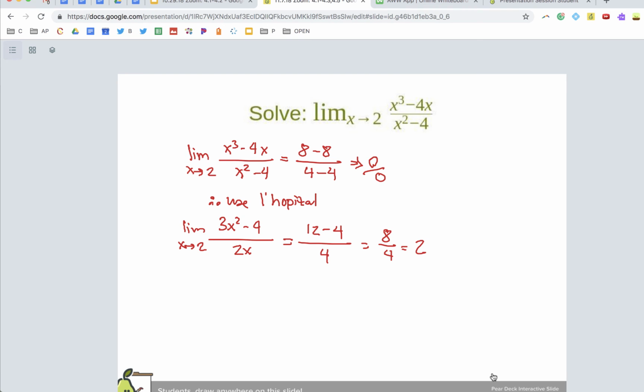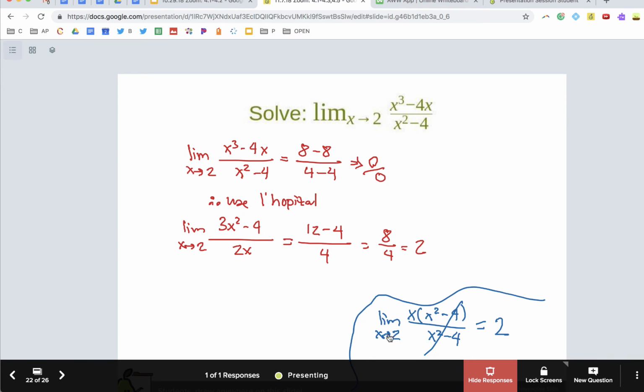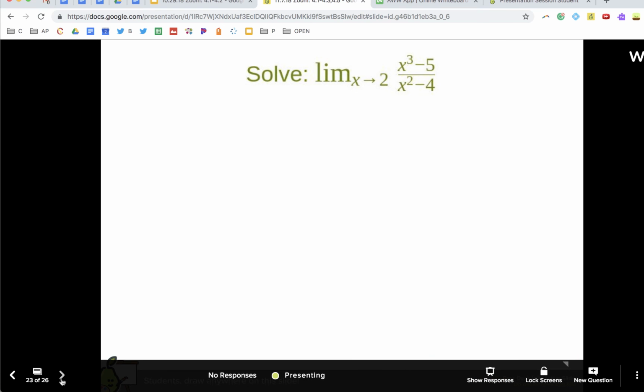We can check our work with an old method of simplification. Let's just do that while we're at it. Let's factor out an x. Ooh, that one was actually easy, wasn't it? Maybe easier this way. The limit as x approaches 2, we just have an x left, is just 2. So that's that problem.